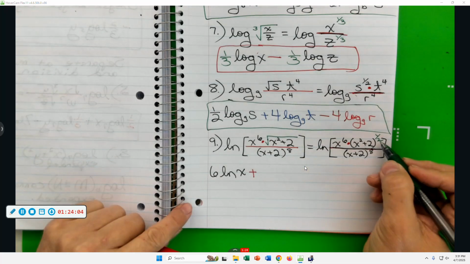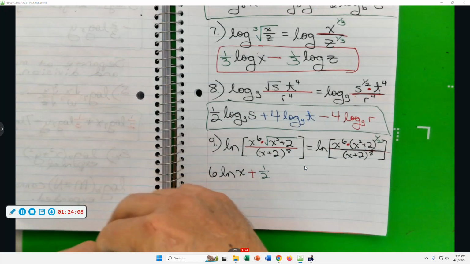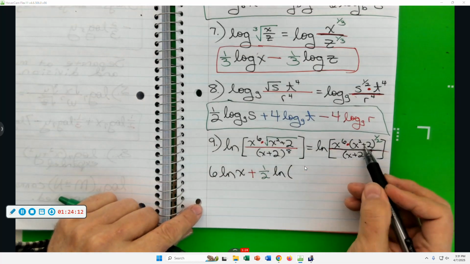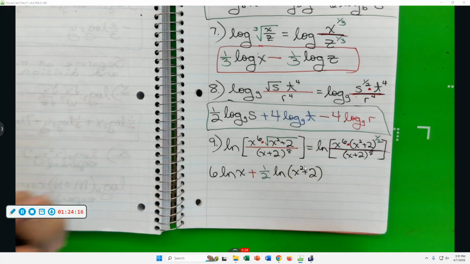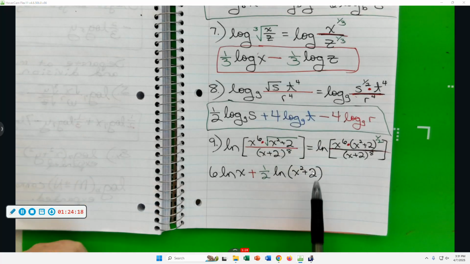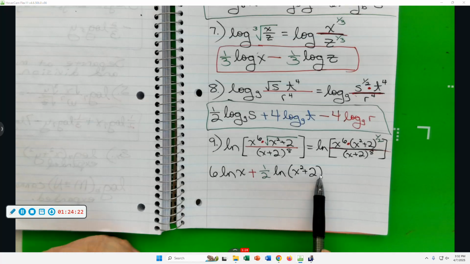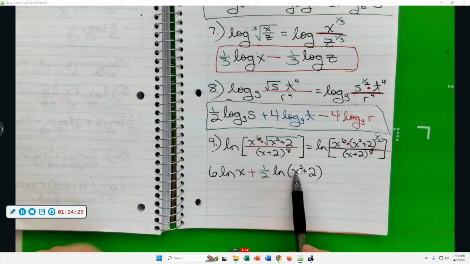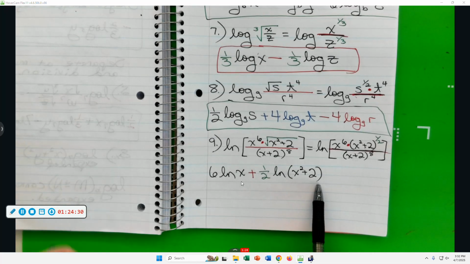We have an exponent of 1/2. And then we have an ln of x squared plus 2. Notice something: if your argument has addition or subtraction inside it, you must enclose it in parentheses. If you type in 1/2 ln x squared plus 2 and don't have those parentheses, they're going to count it wrong.